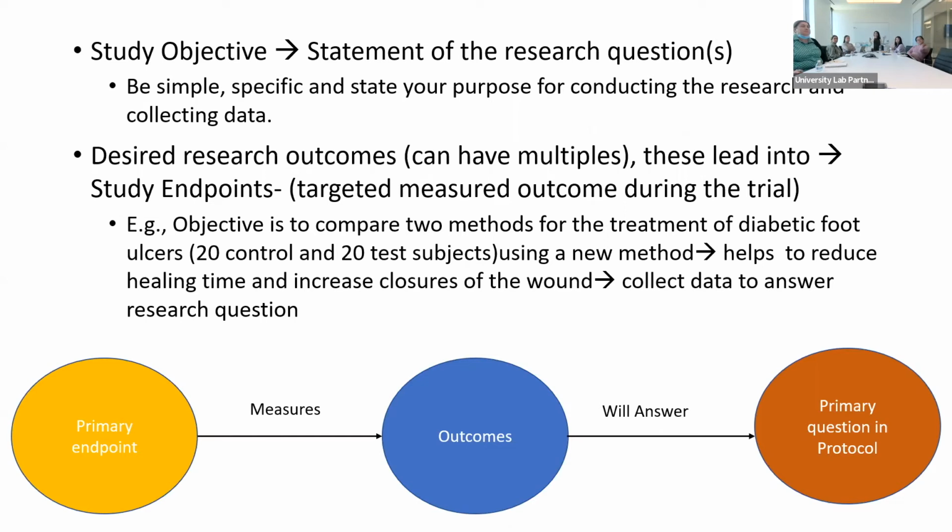So your primary endpoint, you need your measures, what are your outcomes, and it'll answer your primary question in the protocol, right? So look at it as a big picture. Include your study endpoints within your objectives. This is what I want to collect in order to achieve answering this question. Okay, and you can have multiple endpoints, right? Because you can say, I want to see if it's improving wound care with these, the state of these wounds, but I also want to understand, is it improving overall lifestyle for these patients, right? That's another endpoint.